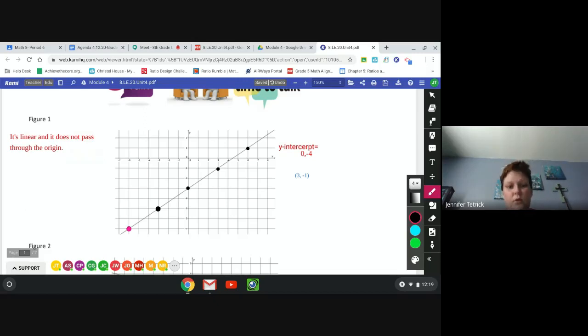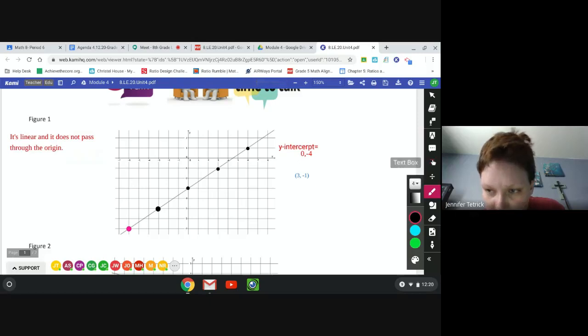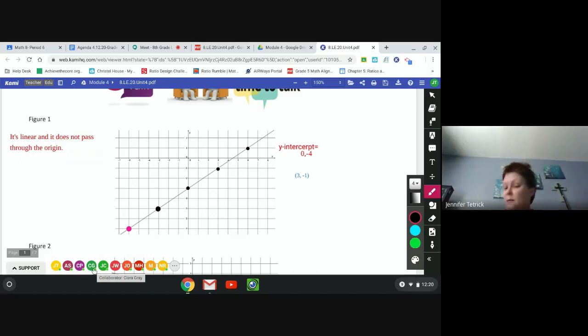Okay. So my question to you is, how could I find the slope here? There are 2 ways I can find the slope. Let me get Sierra to unmute yourself and tell me one way that you think we could find the slope.